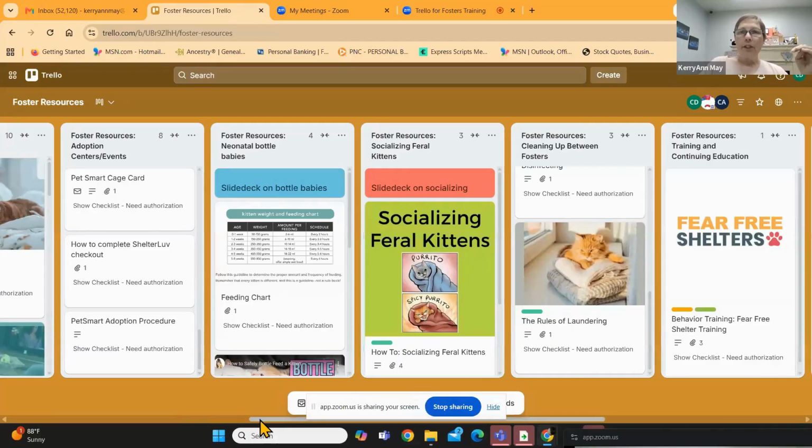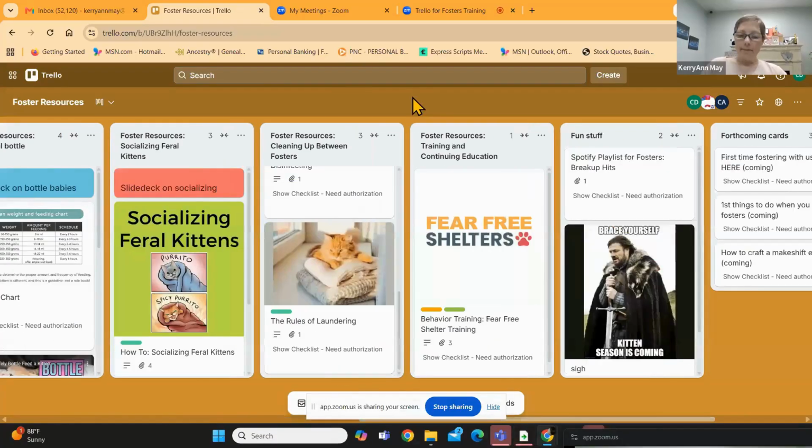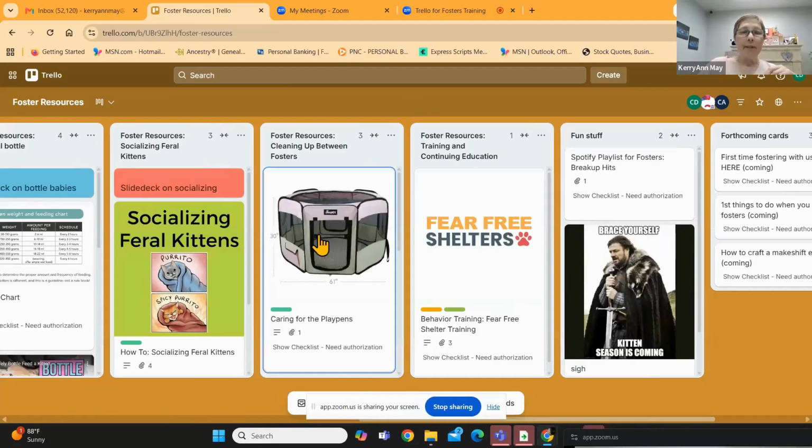Okay, so now your kittens have either gotten adopted or they've gone on to one of the adoption centers, and now you need to clean up after them and get ready for the next one. So if you're using a playpen, which is the most popular, those are able to be power washed at the car wash. And I would say the car wash here by the office costs, I think, $4 to use the power washer.